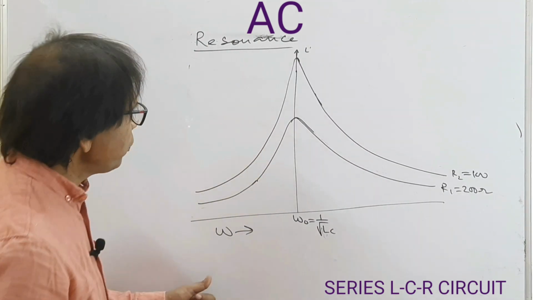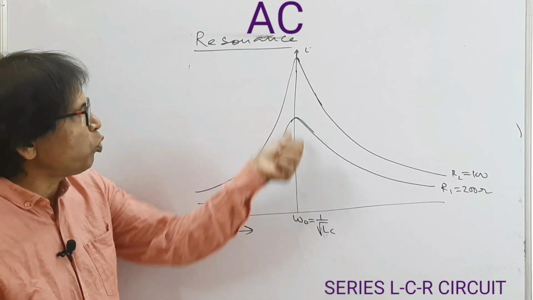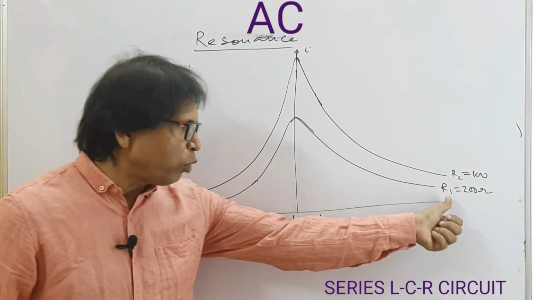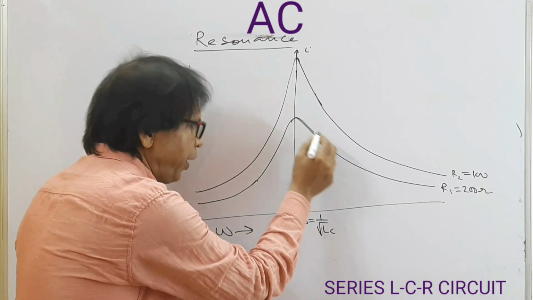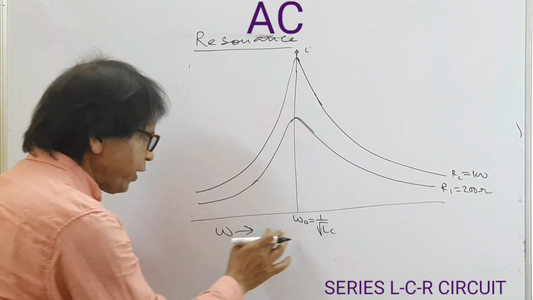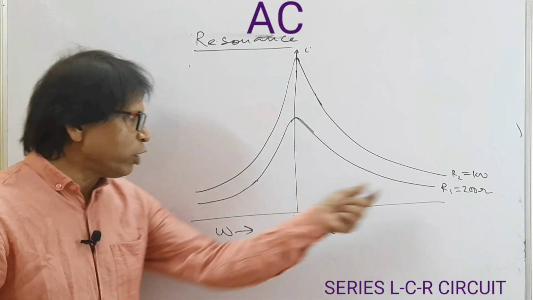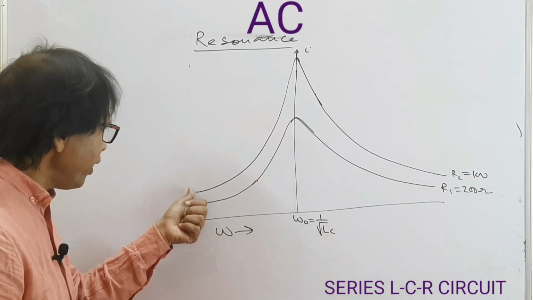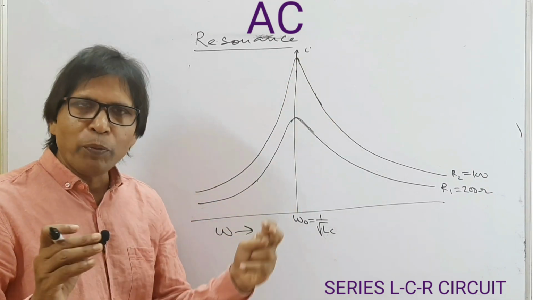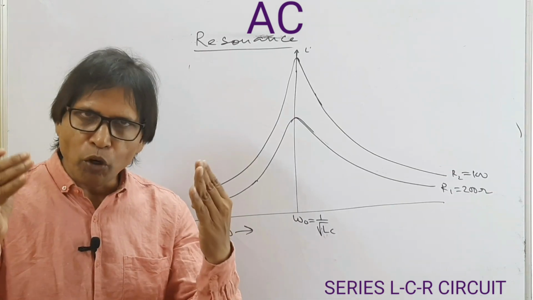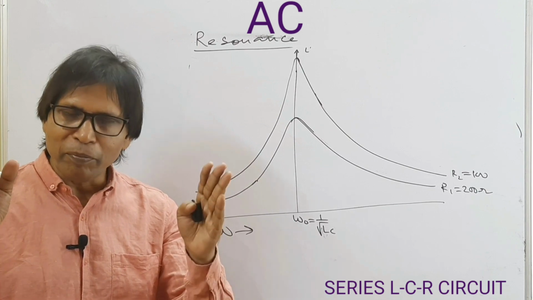Okay. Now, if a graph is plotted between angular frequency and current through it, when resistance R1 equals 200, this graph represents the variation of current with frequency. Look at this, at resonance the current becomes maximum. Now look at this, when R equals 100, the current is more and the peak current is also more. Therefore, the resonance becomes more prominent if the resistance of the circuit is minimum.